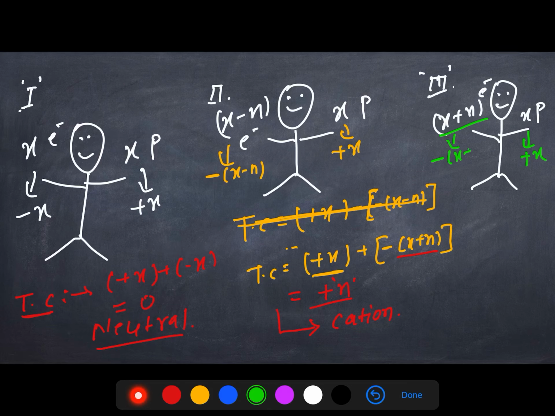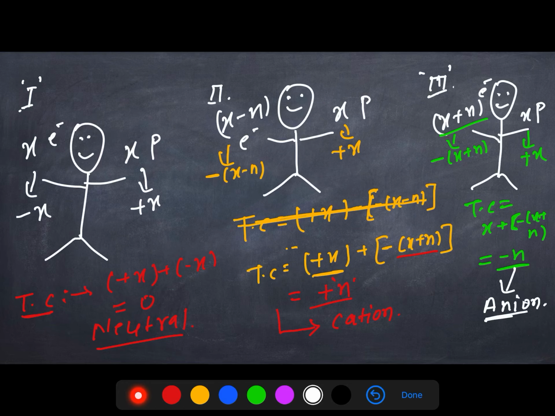So because of x protons, will you have plus x charge? And because of x plus n electrons, will you have minus of x plus n charge? The total charge, if you find out over here, will be x plus minus of x plus n. It will give you minus n, right? So here, the net charge over the atom will be minus n. So we'll say that it's an anion.